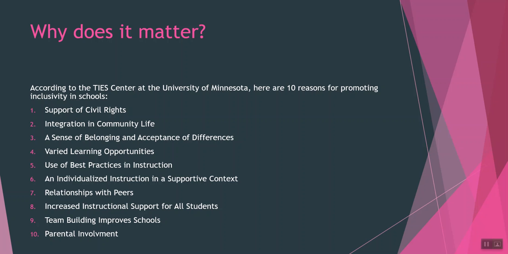This step can only be met if all teachers are properly trained on applying those best practices with students of all abilities. As teachers, we do our best to advocate for students, but sometimes that may require us to advocate for adequate training for ourselves. Number six, an individualized instruction in a supportive context. This again brings up the concept of adequate training.